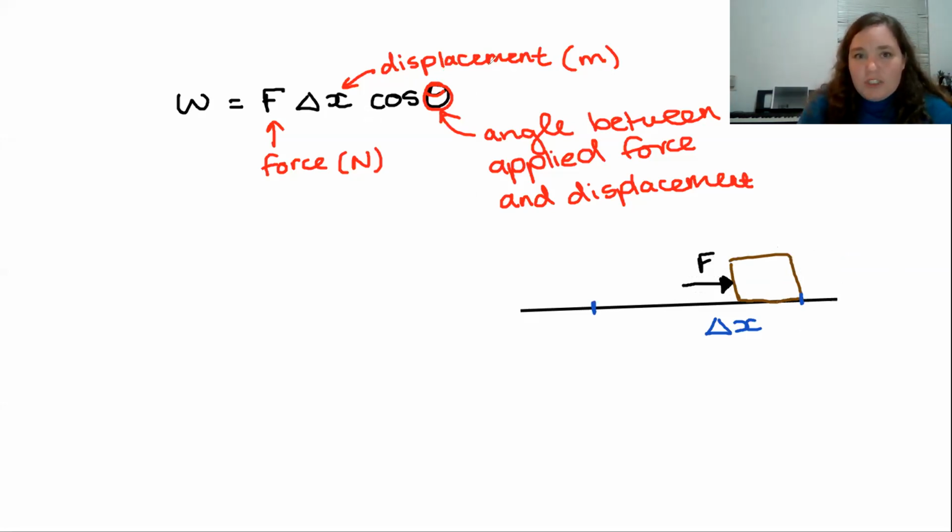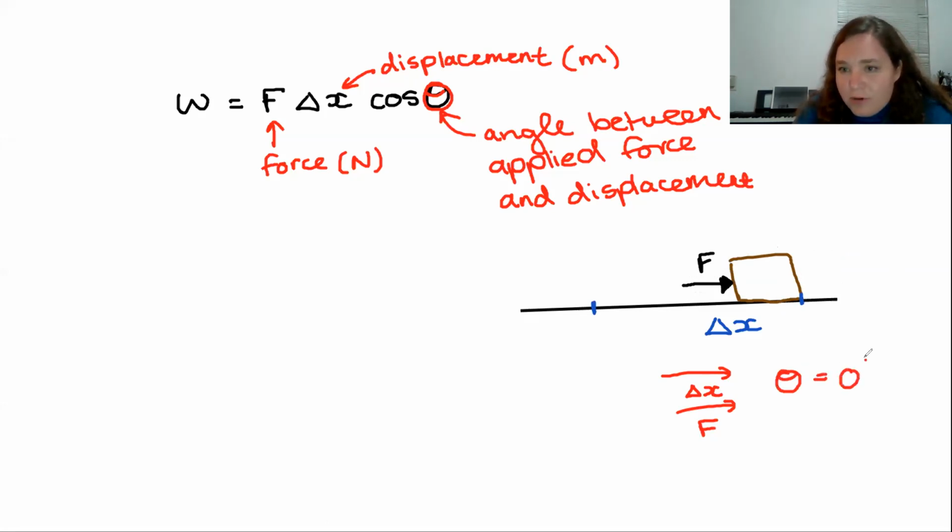So displacement is the direction between those two. So I like to say here that the delta X went this way and the force went this way. So those two are technically in the same direction, which means that my value of theta is equal to 0 degrees. Whenever we've got the applied force and the direction that the object moves in being exactly the same, our angle is 0 degrees, okay?